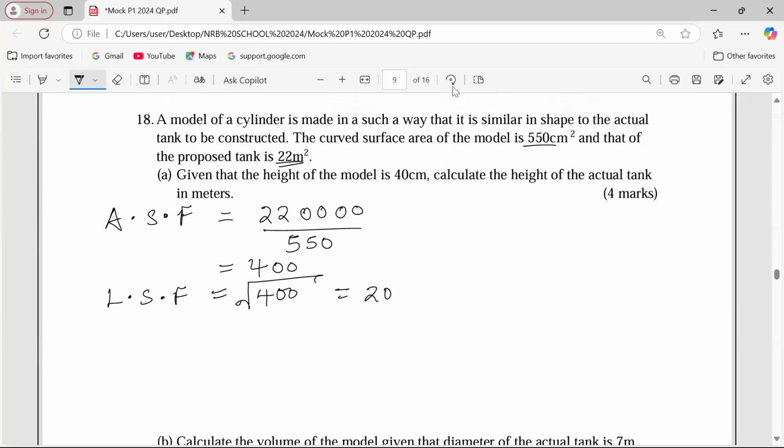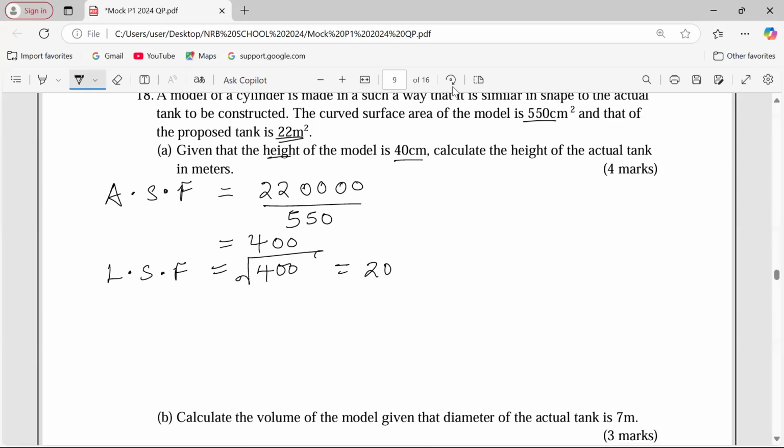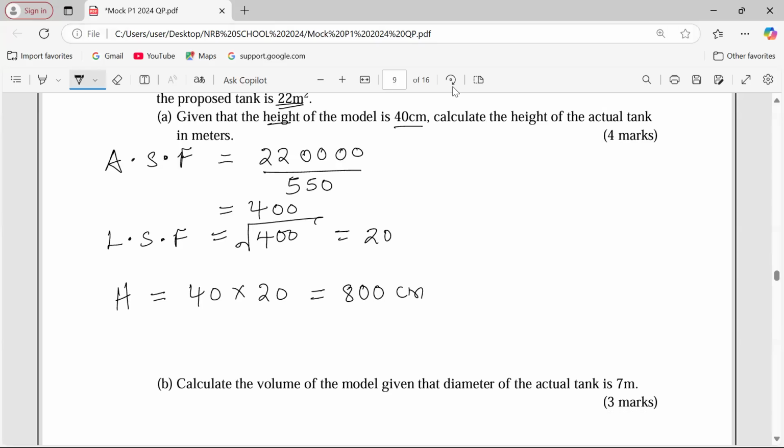So if we have the height of the model and we are to calculate the height of the actual, then we multiply 40 by 20 to give us 800. The examiner has advised we do it in meters. Those are very special instructions: calculate the height of the actual tank in meters. So we convert 800 centimeters to meters by dividing by 100, and we have the height of the actual tank as 8 meters.